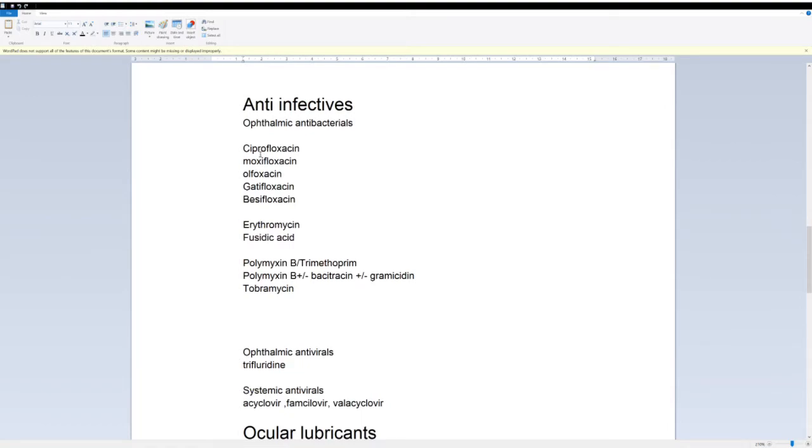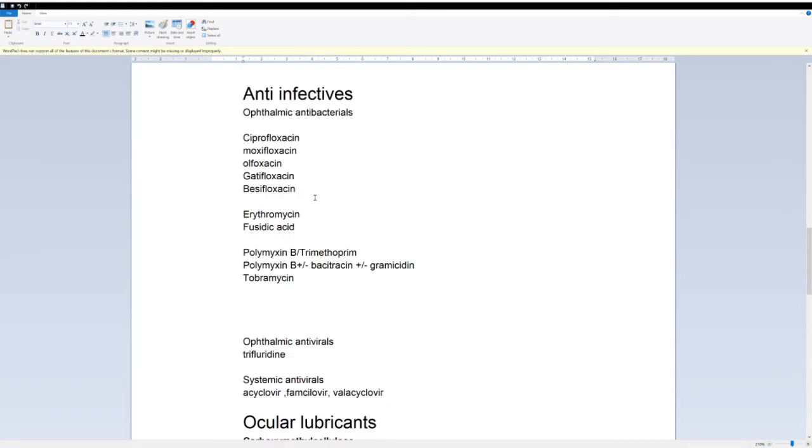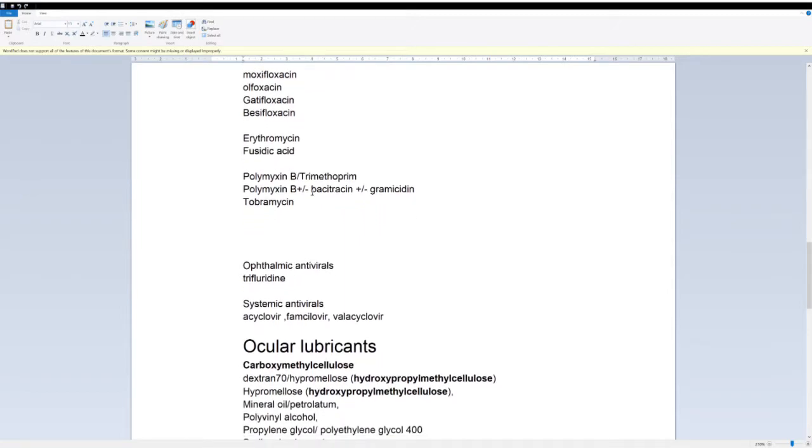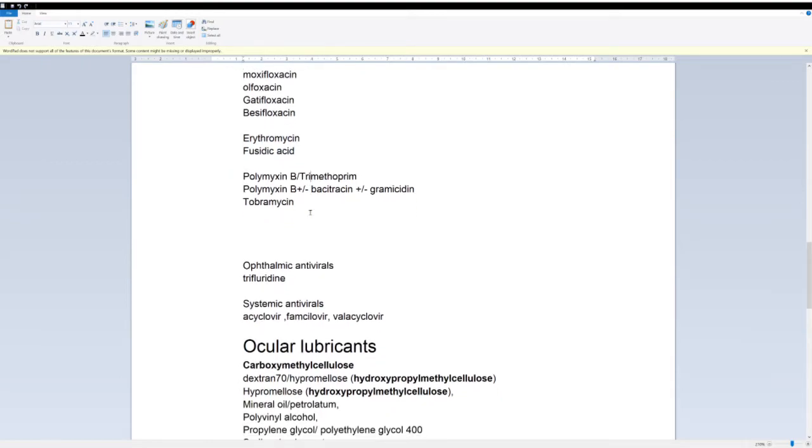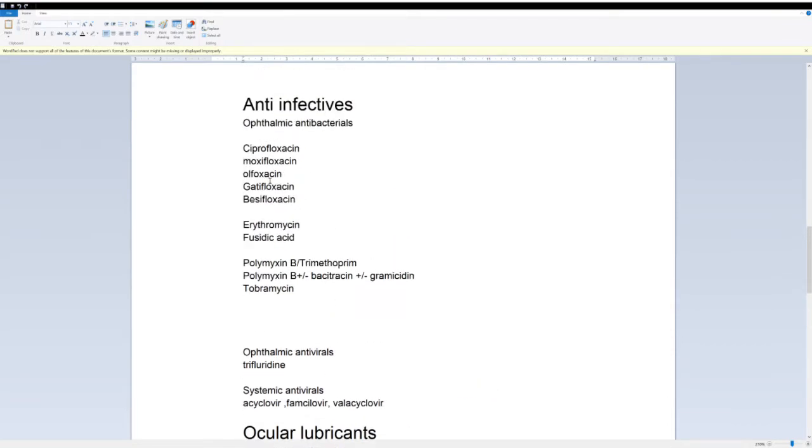There are a lot of fluoroquinolone options: ciprofloxacin, moxifloxacin, ofloxacin, gatifloxacin, besifloxacin. They're very popular, commonly used. And some macrolides, erythromycin. Fusidic acid is also another option. And there's polymyxin combination products, and tobramycin, which is a type of aminoglycoside antibacterial. I don't believe you have to memorize all of them by heart. You just have to know that's some few examples and be able to recognize that, oh, it's an antibacterial.